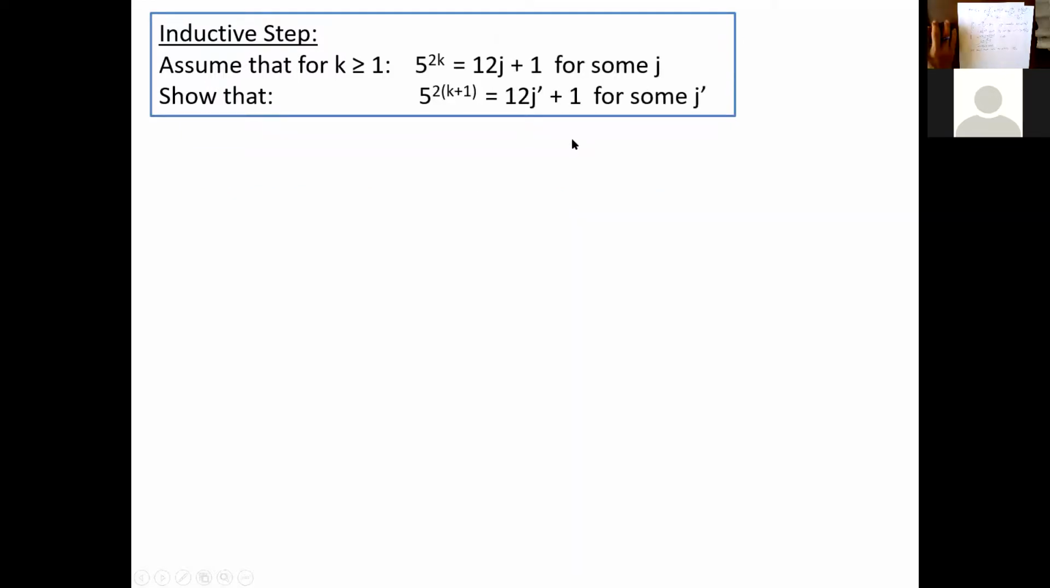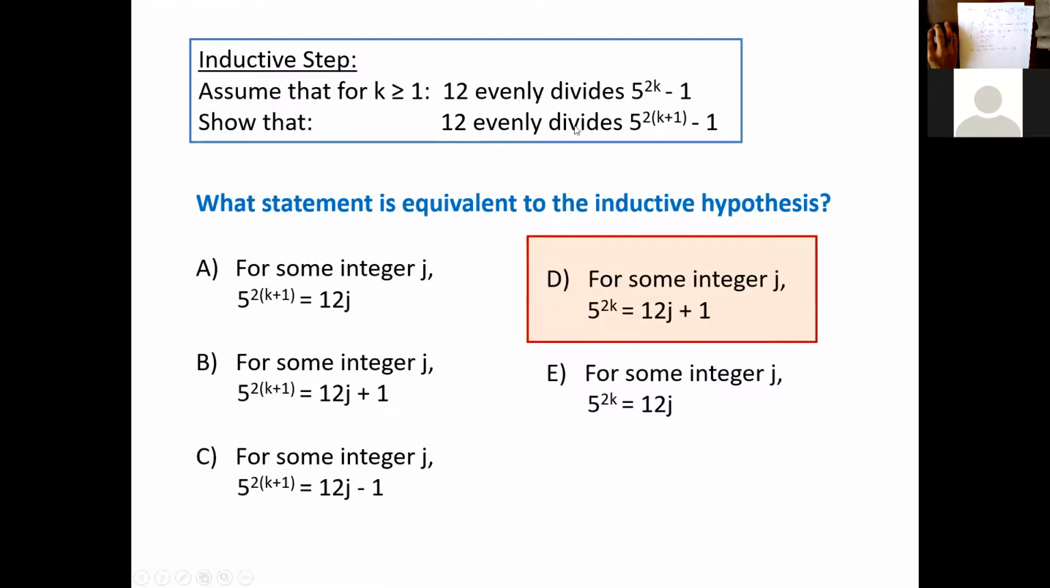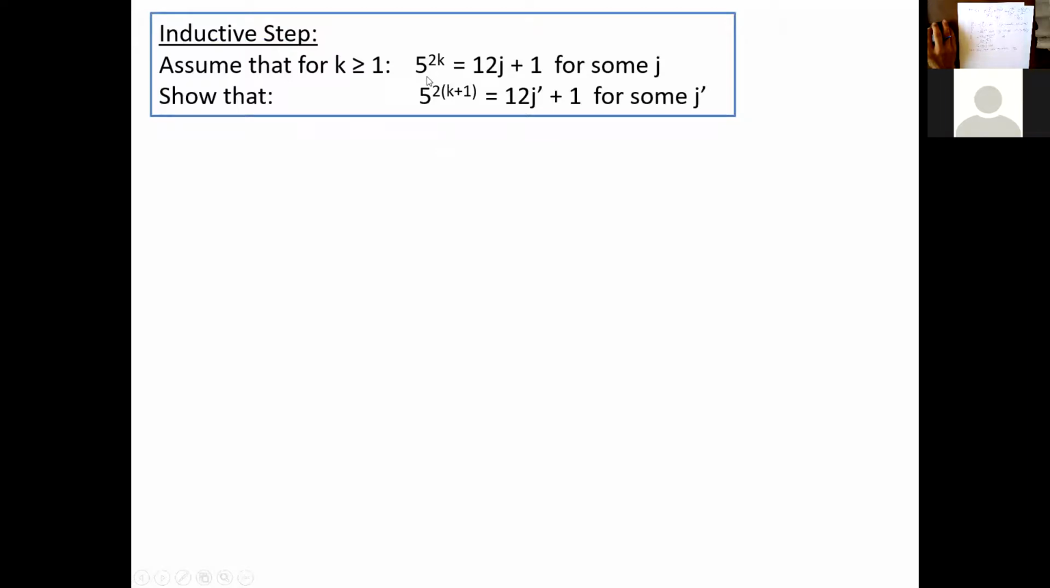So in other words, if I express the consequent in the implication, the claim in the implication, in the same way, then what I will be proving is that if the power of 5 with the exponent 2k is expressible as 12j plus 1 for some j, then 5 to the power 2k plus 1 is also expressible in this way, but for some other integer, j prime. And I'm not claiming any relation between these integers. What I'm claiming is that this thing minus 1 is a multiple of 12, and this thing minus 1 is also some multiple of 12. So how do I argue this?